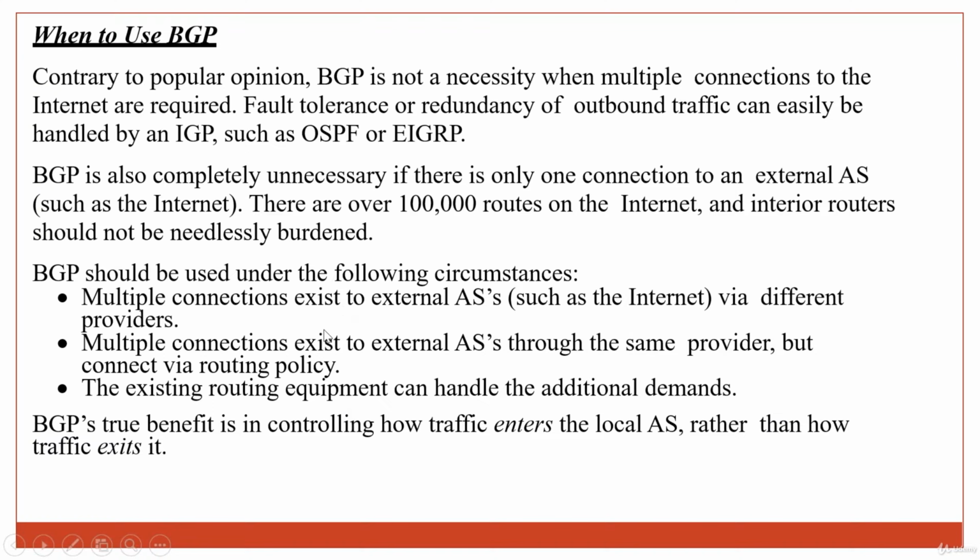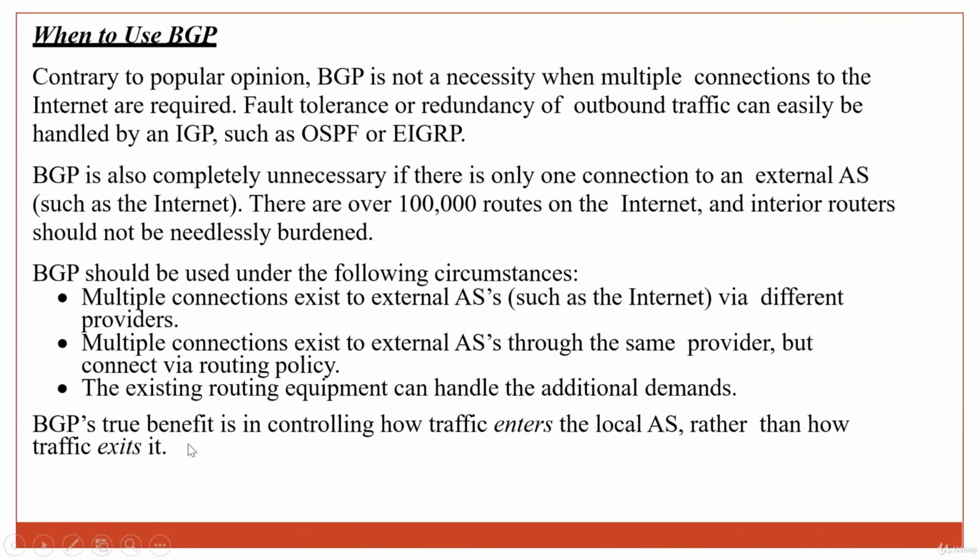Now, here you can see why you want to use BGP. When you have multiple connections to an external autonomous system, meaning you have multiple exits, or you have multiple ISPs connected with you, or multiple connections with the same carrier or provider but connected via routing policy. The existing routing equipment can handle the additional demands. So it is highly tunable. If you want to do some sort of path preference, some sort of load balancing, etc., those things are achievable with the help of BGP tuning capabilities.